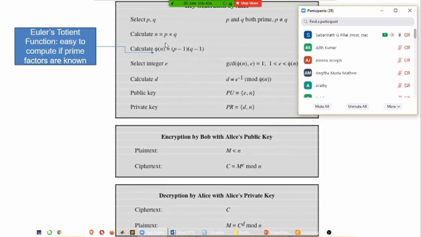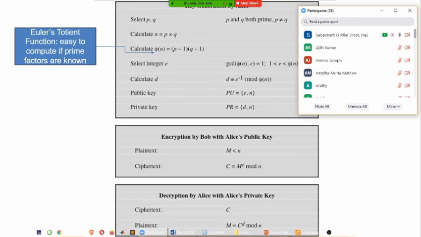Phi of q is q minus 1. So phi of n will be p minus 1 times q minus 1. If p is a prime number 7 and q is a prime number 11, then phi of n is going to be 7 minus 1, 6, times 11 minus 1, 10, so it's going to be 60. Phi of n, and n was 7 times 11, so 77. Phi of 77 is going to be 60.